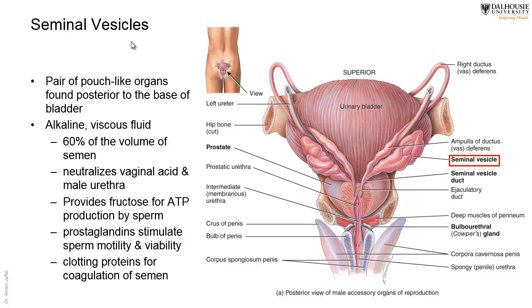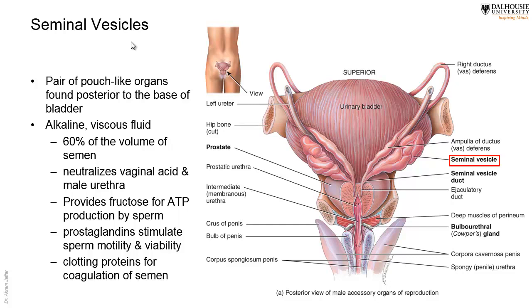The sperm are stored in the epididymis. The seminal vesicles produce most of the fluid that is added to the sperm, and this fluid is needed because, first of all, it is alkaline, and it neutralizes the acidity of the vagina and the distal part of the urethra. The acidity of the vagina and distal urethra is, in fact, required for protection against infection. So they neutralize the acidity, that's why it is alkaline, and it provides fructose.